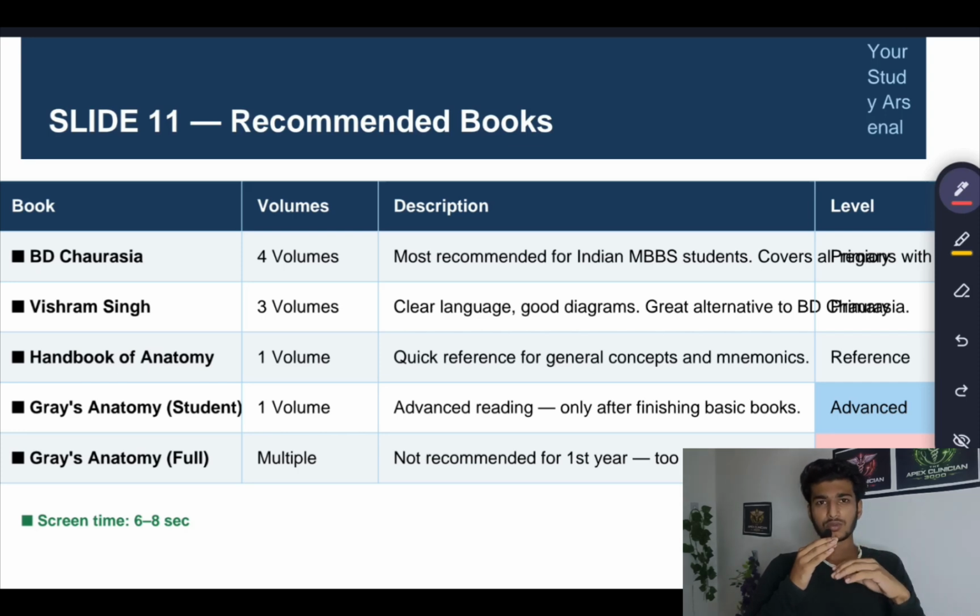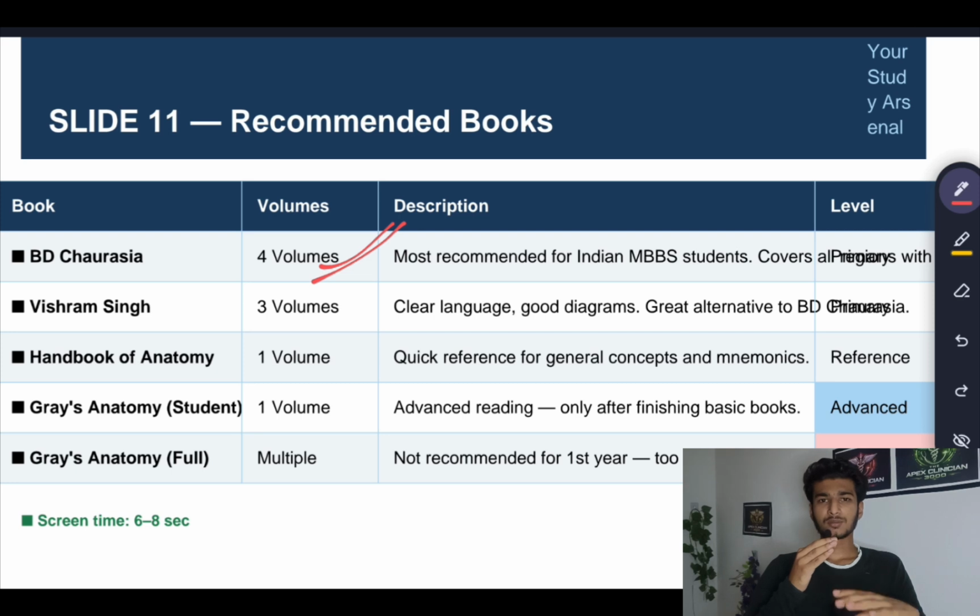And about the books you should use for anatomy in first year MBBS, you should refer to BD Chaurasia, the 4 volumes, or you can take Vishram Singh, and a handbook as well for the general stuff. And don't try to jump to Gray's Anatomy, because I know first year students are very enthusiastic. They try to get more and more knowledge. But I'll tell you the reality: the MBBS syllabus is so vast that if you try to complete the whole syllabus in your whole lifetime, you won't be able to recover from it.